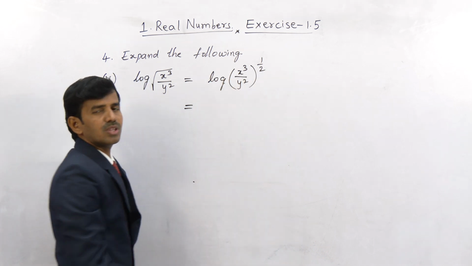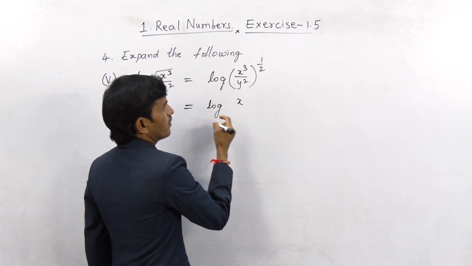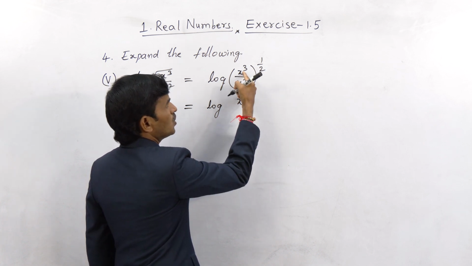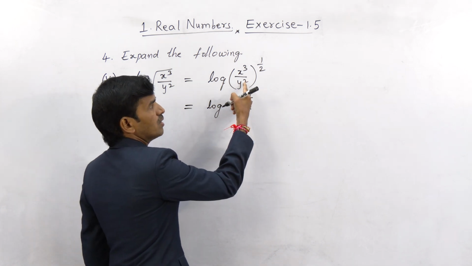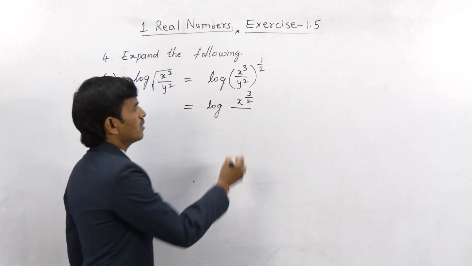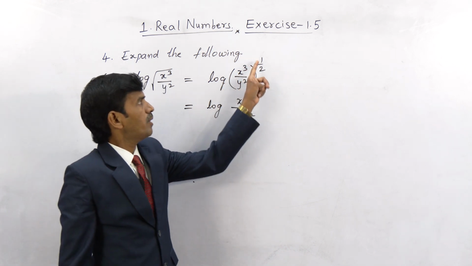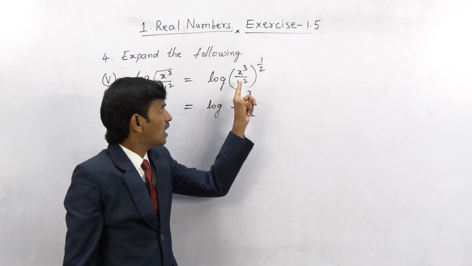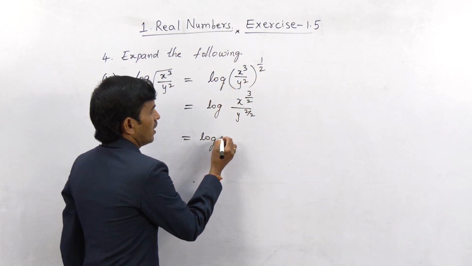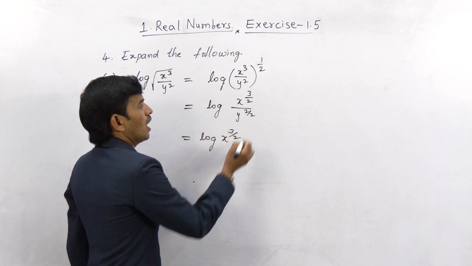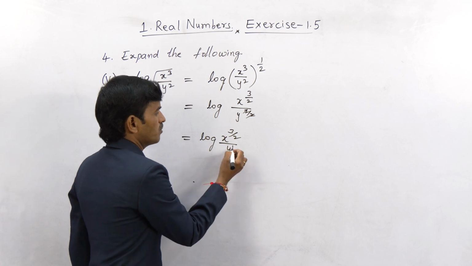Now this 1 by 2 is applied to the values inside the brackets, that is log of x power 3 into 1 by 2, nothing but 3 by 2, by y power 2 into 1 by 2, which can be written as y power 2 by 2. So this 1 by 2 is applied to both the numerator and the denominator. Then it becomes logarithm of x power 3 by 2, and here 2 and 2 get cancelled, so y power 1, nothing but y.